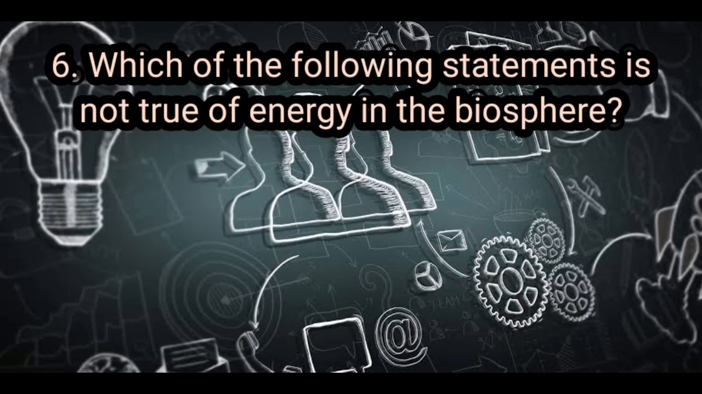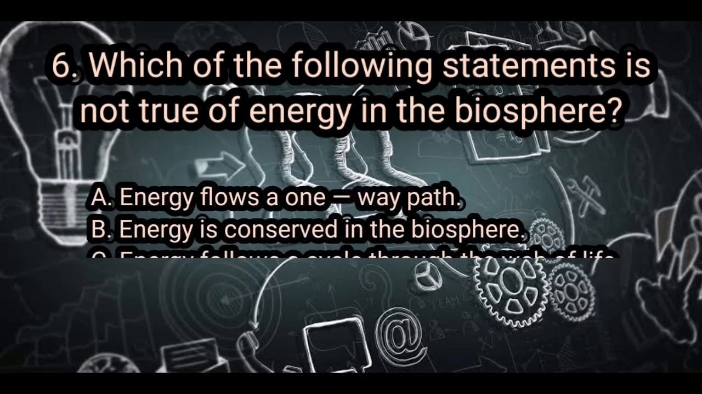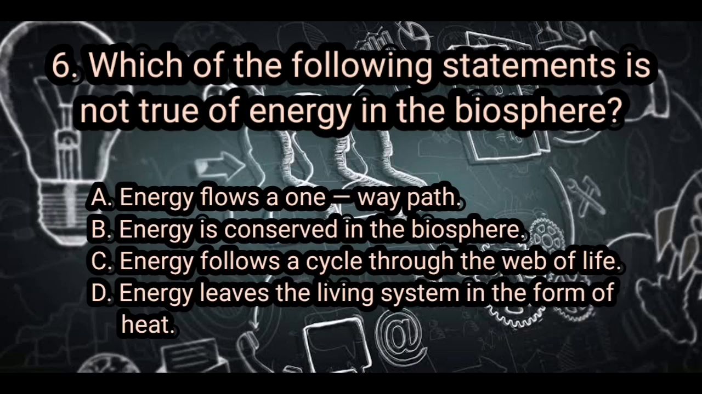6. Which of the following statements is not true of energy in the biosphere? A. Energy flows a one-way path. B. Energy is conserved in the biosphere. C. Energy follows a cycle through the web of life. D. Energy leaves the living system in the form of heat. Correct answer. Letter C.